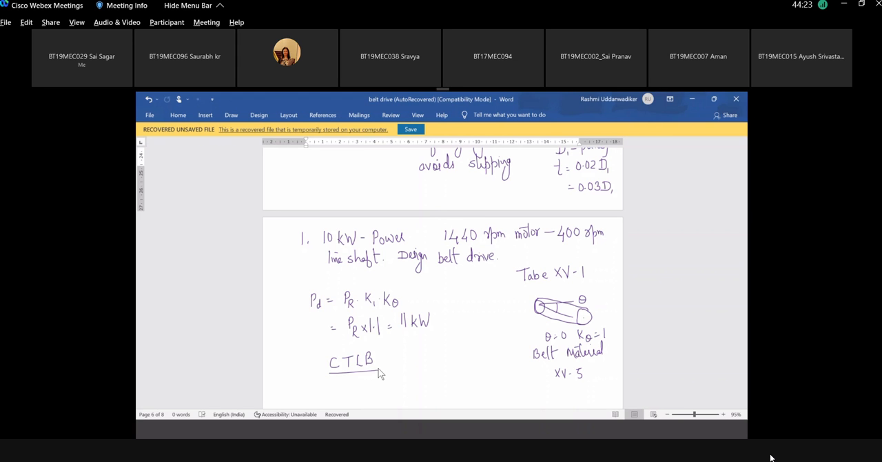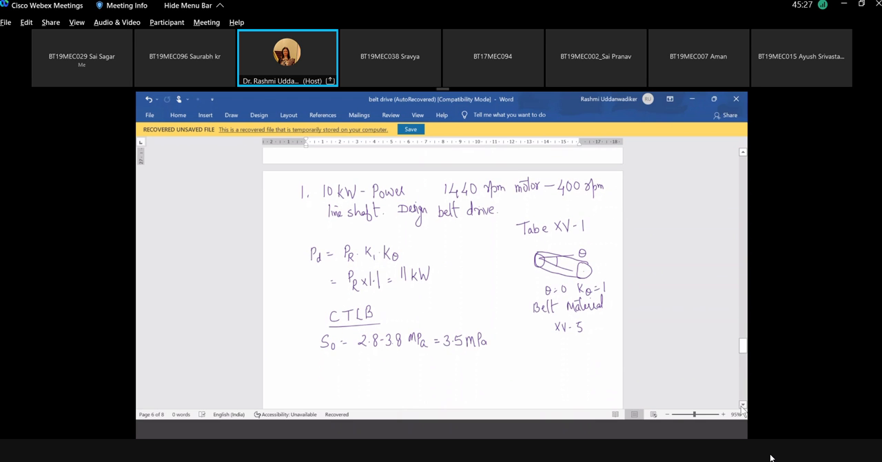What is the value of S naught? The value is normally 3 megapascal. Where is that mentioned? 2.8 to 3.8 is the allowable stress, so we have to select some value in this range. Ultimate strength is 2.8 to 3.8 megapascal. Let us pick up some value. Should we go with 3.5 MPa? You can pick up any value. You can use 3, you can use 3.2. Let us say 3.5.